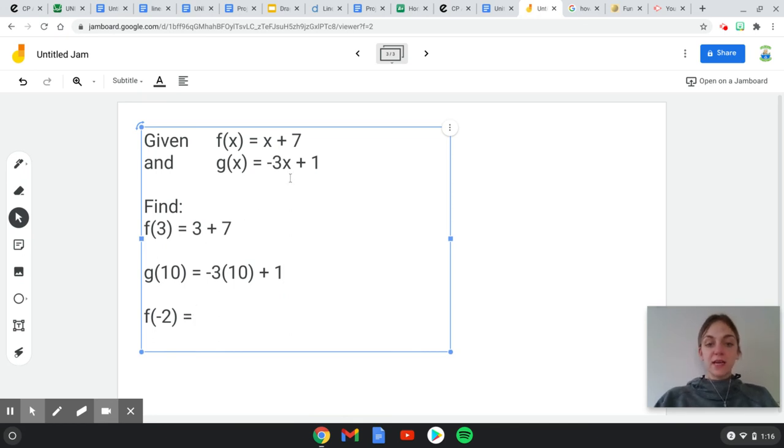Same thing with this f of negative 2. I'm going back to my f of x. Anywhere where I see an x, I'm putting negative 2. And you are now ready to evaluate all of these three.